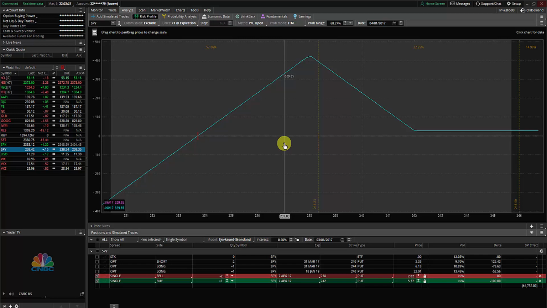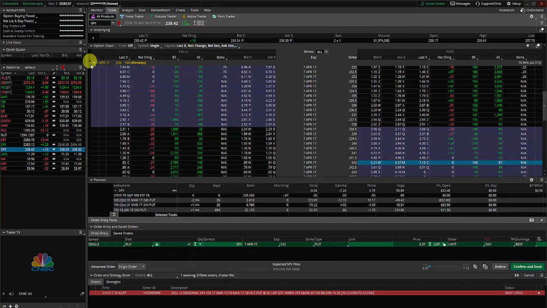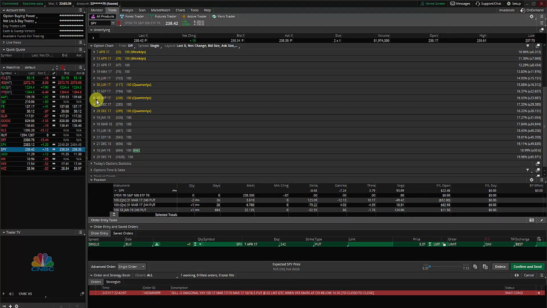For this video, I just want to show you the risk graph of a ratio spread. This is a 1 month ratio spread. Let us go to choose another one. Let me choose a 3 month ratio spread.